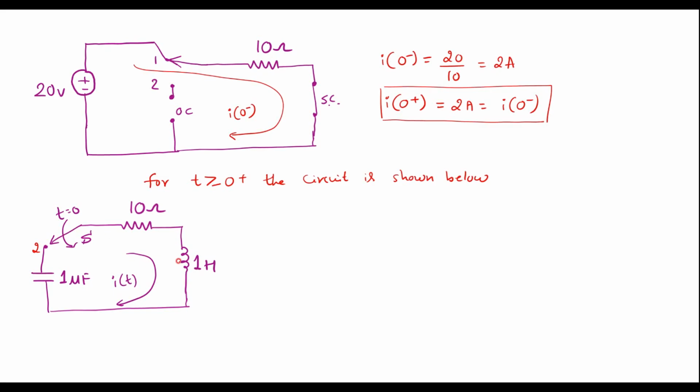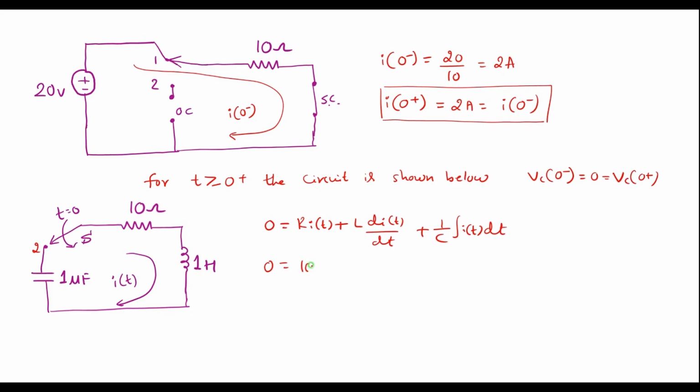So first let me apply KVL to this circuit. There are no voltage sources. We can say 0 is equal to, also we'll assume that the capacitor in the circuit is uncharged at the beginning, therefore we can write Vc of 0 minus is equal to 0, and it is the same as Vc of 0 plus. So now let me apply KVL to this circuit. That is, 0 is equal to the voltage across the resistor, R i of t, plus the voltage across the inductor, L di of t by dt, plus the voltage across the capacitor, 1 over C integration of i of t dt. Or I can represent it as 0 is equal to R, which is 10, i of t plus L value is 1, that is di of t by dt, plus C value is 1 microfarad, that is 1 upon 1 into 10 power minus 6 integration of i of t into dt.